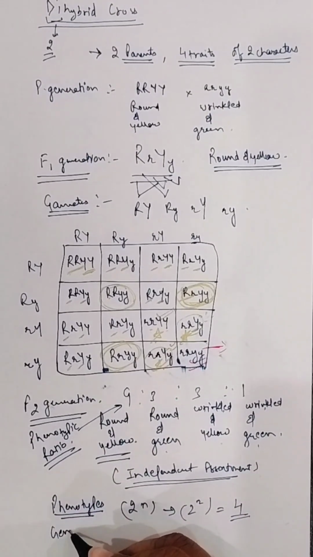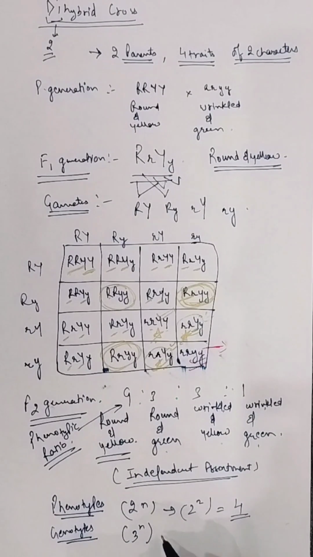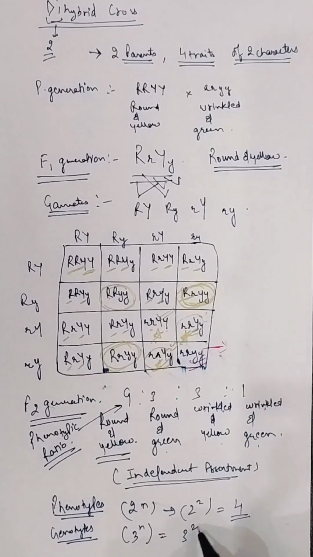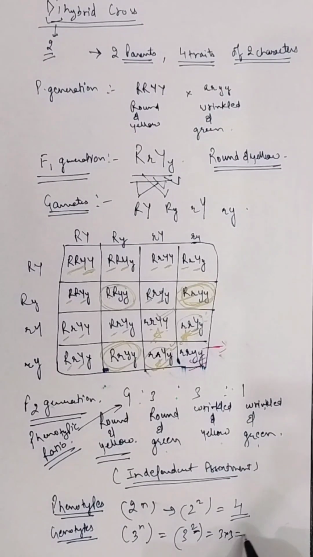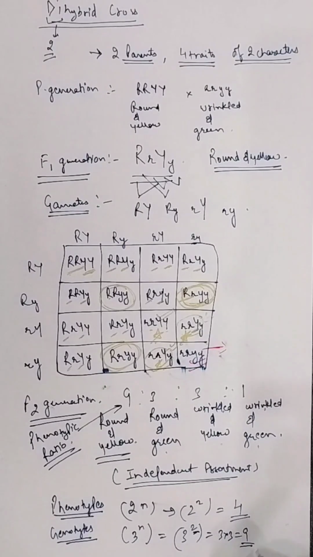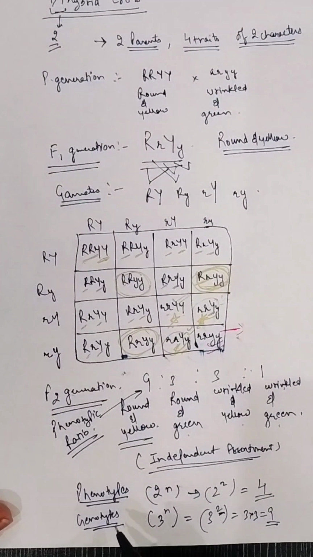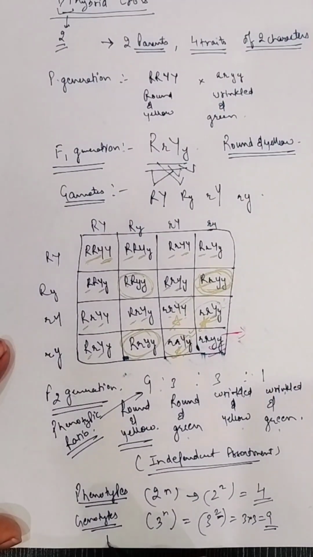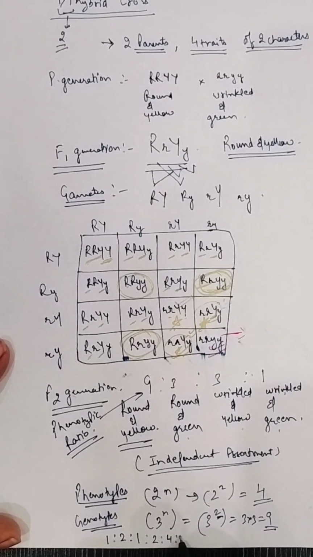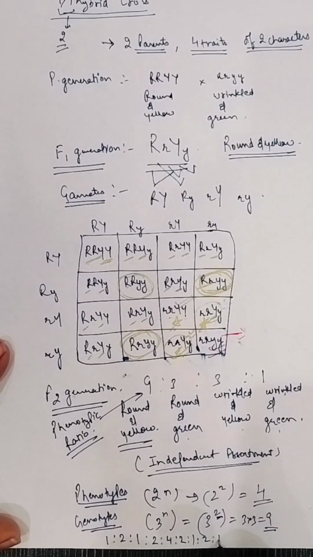If you have to find out the genotypes, then it is 3 raised to the power n. So n will be 2 for dihybrid cross. So 3 into 3, this will be 9. So there are 9 genotypes in a dihybrid cross, right? And the ratio is not in syllabus, but let me tell you, it is 1 ratio 2 ratio 1 ratio 2 ratio 4 ratio 2 ratio 1 ratio 2 ratio 4.